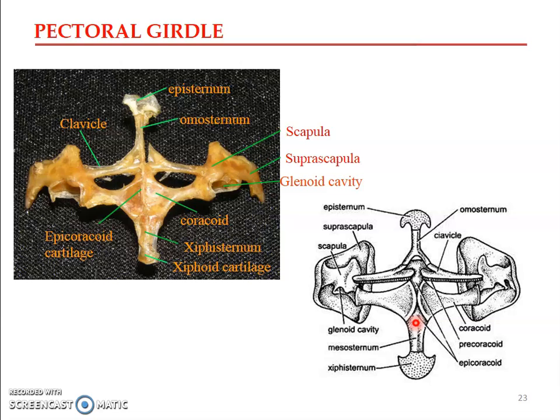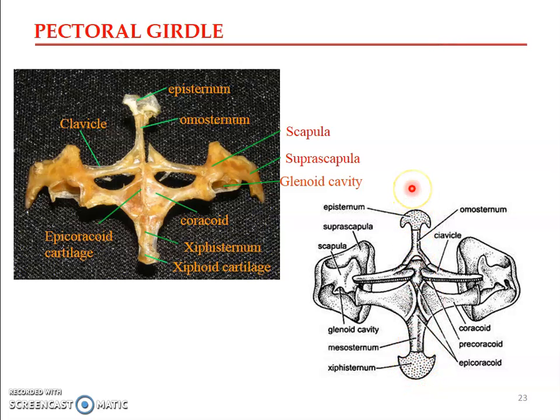Okay, now we can see that the two parts of the pectoral girdle communicate with the sternum midventrally, isn't it? The sternum lies midventrally, connected between the two halves of the pectoral girdle. Here you can see this is the sternum region. Here the episternum, the omosternum, the mesosternum, and the xiphisternum. Together these form the sternum part.